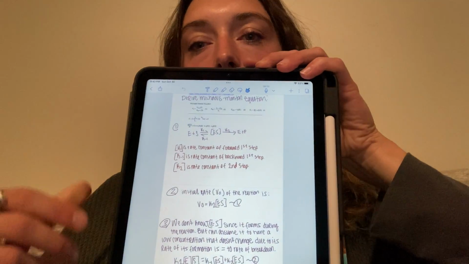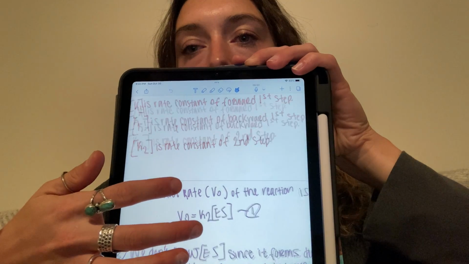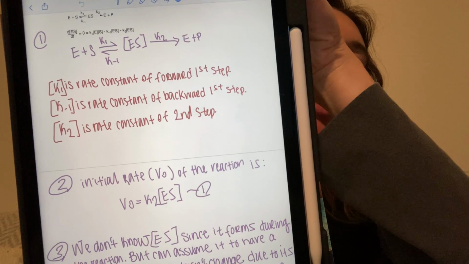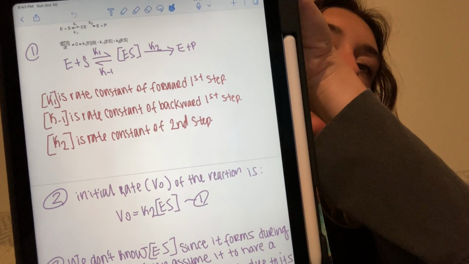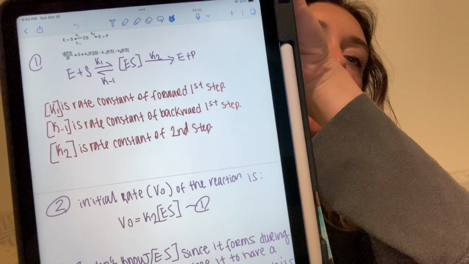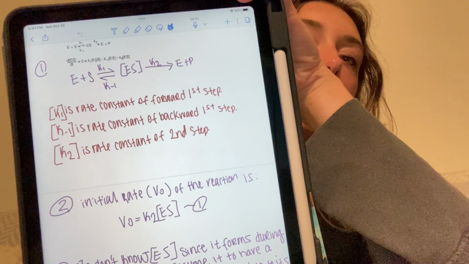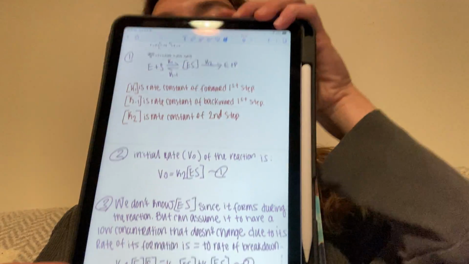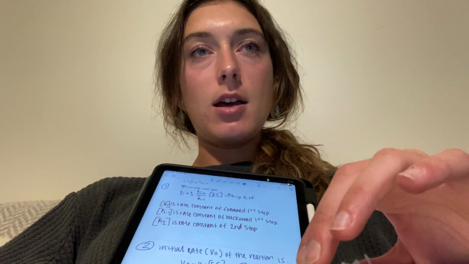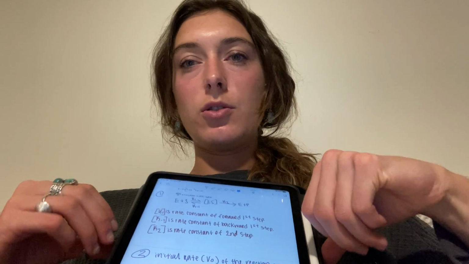Here, k1 is the rate constant of the forward first step, k-1 is the rate constant of the backward first step, and k2 is the rate constant of the second step. I am hoping this is semi-legible. I apologize if it is not, but I attached my actual document, so you should be able to follow with that. So now we are on step 2.